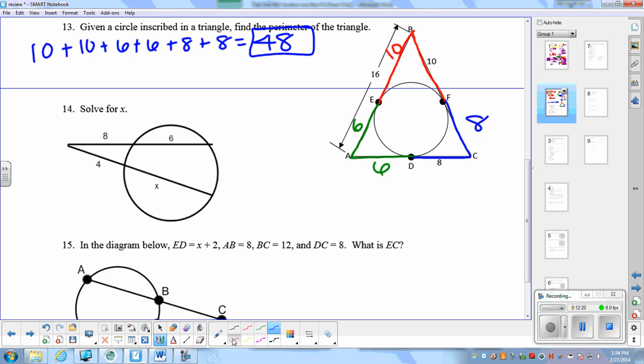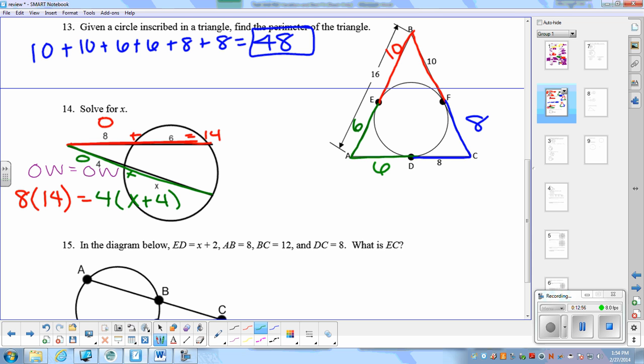All right, 14. I have my intersecting segments. This one is 2 secants, so I know my formula is outside times whole equals outside times whole. If I look at my top line, the one I'm outlining in red, my outside part is 8, so I know I have 8 times my whole entire line, which is 8 plus 6, so my whole thing is 14. And then I look at my other secant, which I have outlined in green. My outside part is 4. My whole thing is x plus 4.